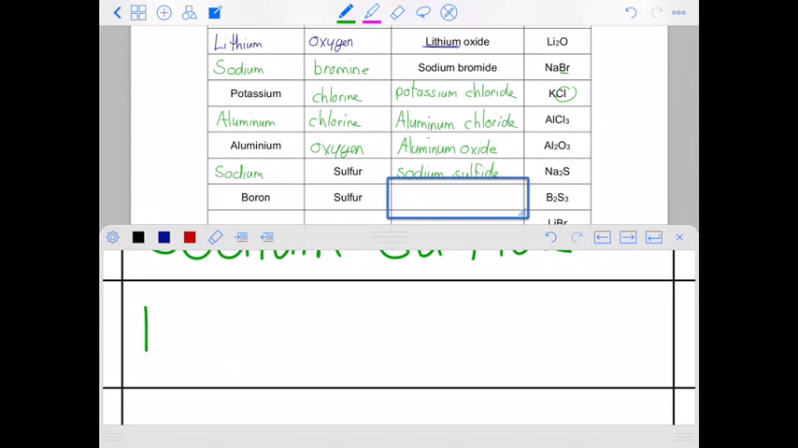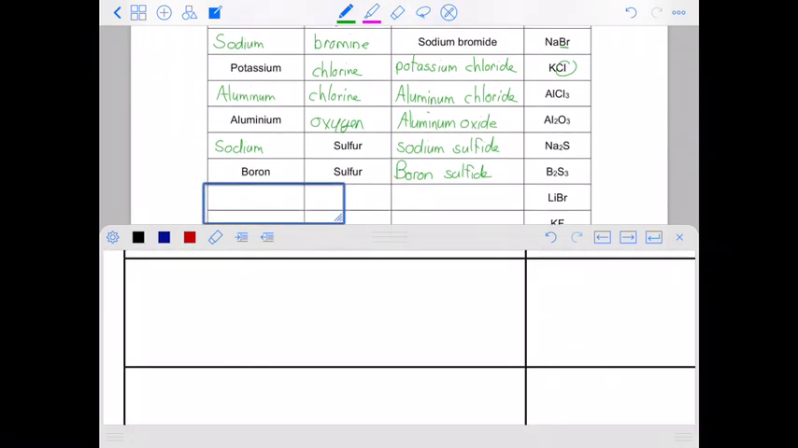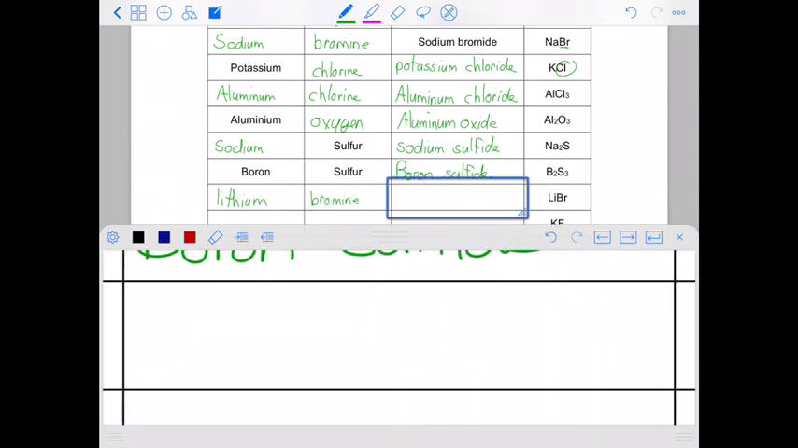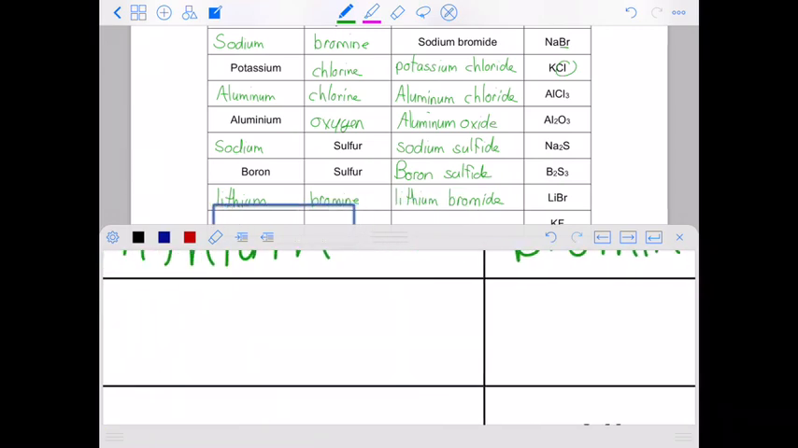So boron, I don't need to change the name because it's the positive. Sulfur, I need to change the ending to "-ide", so it's boron sulfide. Li, I know is lithium. Br, I know is bromine. If you needed a periodic table to do this, that's no problem whatsoever. That is something that you will have on an exam. You'll have access to a periodic table, so don't worry about that at all. And then the name will be lithium bromide, because we've had to, again, change that ending to "-ide".